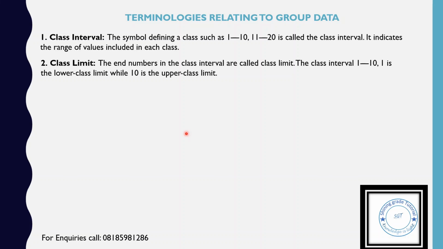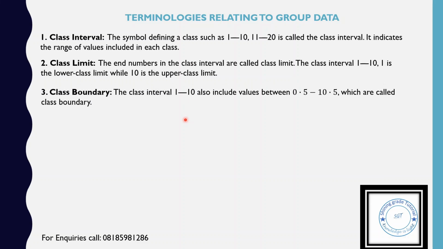Now class limits. Each of the symbols has two numbers, just like the example here, where we have 1 to 10 as a class interval and 11 to 20 as another class interval. Each of these numbers is called a limit. The first number, the lower number, is the lower limit, and the higher one is the upper limit. So in the class interval of 1 to 10, 1 is the lower limit, while 10 is the upper limit. So that's the aspect of class limits.